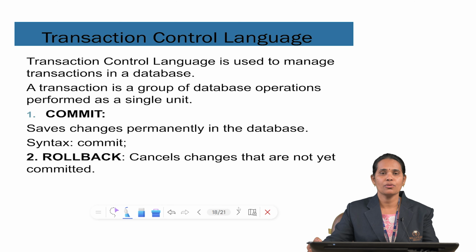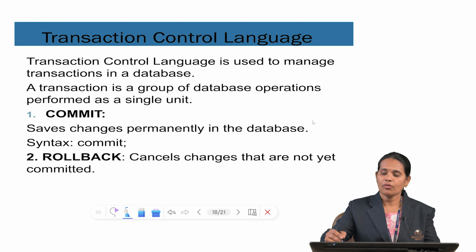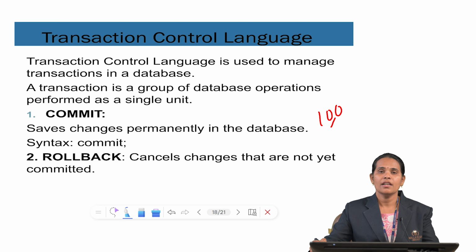Commit is used to save the data permanently in the database. For example, suppose I have 15,000 rupees in my bank account. From the 15,000 rupees, I want to withdraw only 5,000 rupees. After withdrawing the 5,000 rupees from my account, the bank commits the transaction. It means that now my balance is 10,000. After the completion of the transaction, the bank gets committed.